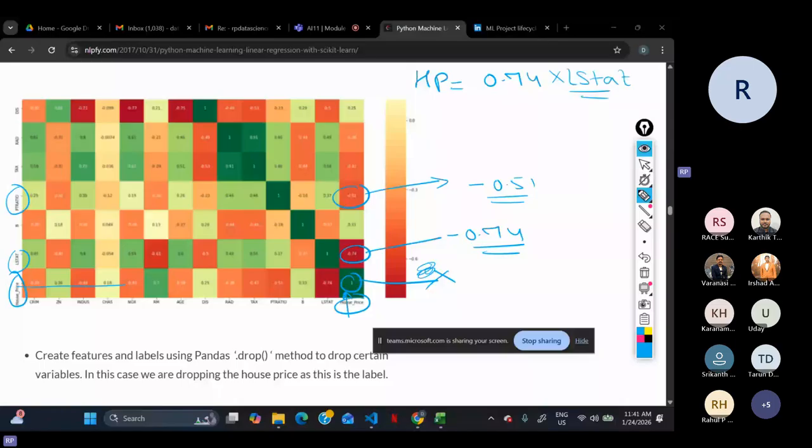So as the, sorry, negatively, this is -7 minus, right? So as the proportion of lower strata population goes higher, or more poor people live in that neighborhood, the house prices come down. Does that make sense, intuitively speaking?